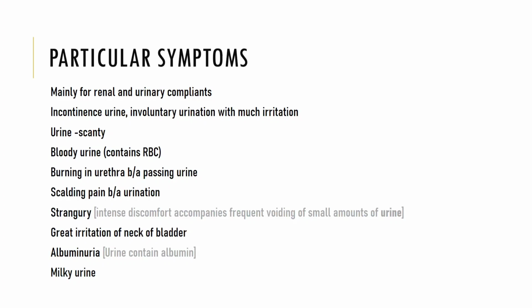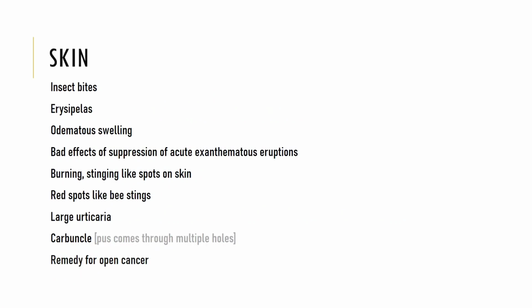Now regarding the skin, there are insect bites, erysipelas, edematous swelling, bad effects of suppression of acute xanthomatous eruptions, burning or stinging like spots on skin, red spots like bee stings, large urticaria, carbuncle, remedy for an open cancer. So the carbuncle, that word usually means there's pus which is coming out from a multiple number of holes.